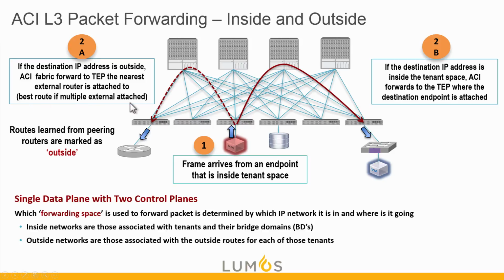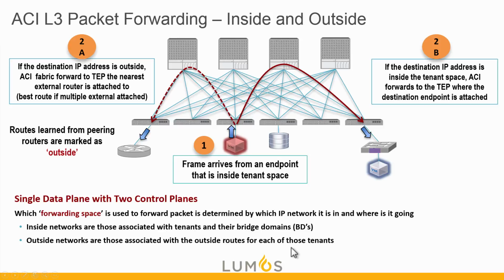So routes learned from peering are marked as outside. With this, we see that we have a single data plane with essentially what we're calling two control planes. So which forwarding space is used to forward the packet is determined by which IP network it's in and where it's going. Again, this has to do with creating multiple EPGs and having multiple different potential contracts. The inside networks are those associated with the tenants and their bridge domains. The outside networks are those associated with the outside routes for each of those tenants.